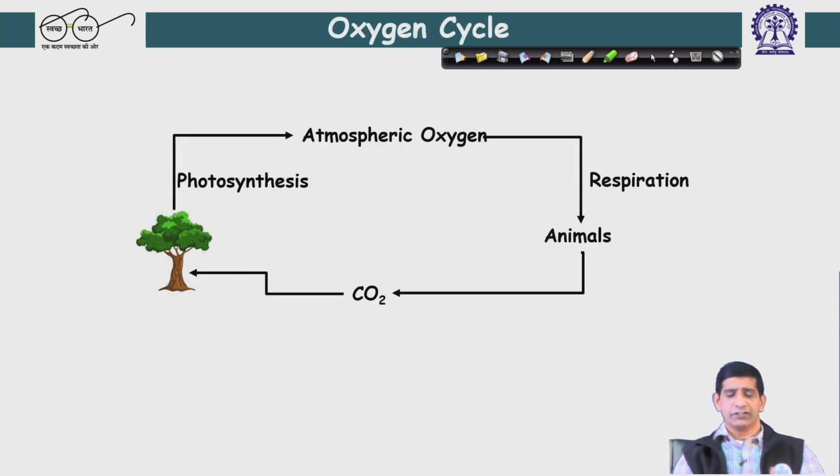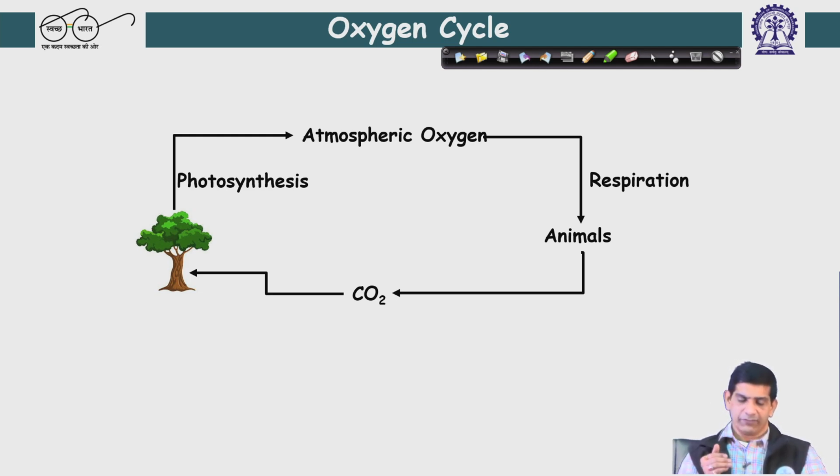Then the oxygen cycle, relatively easier. Atmospheric oxygen is present, photosynthesis produces oxygen, and respiration consumes oxygen. So, wherever we see a meeting point, that is the balance of atmospheric oxygen present. That is how we look at the oxygen cycle.